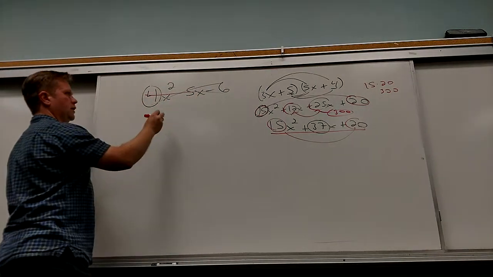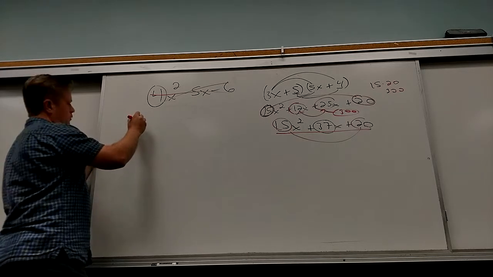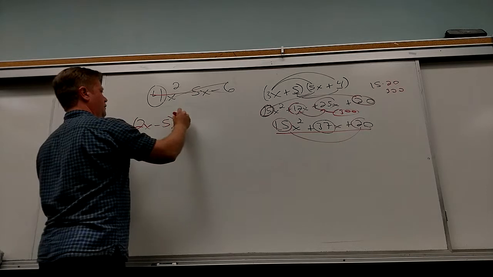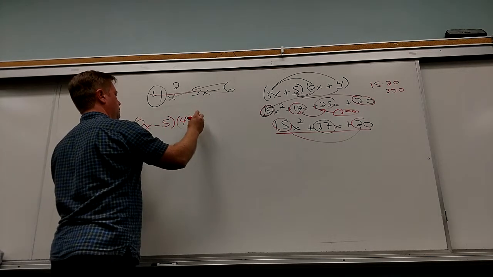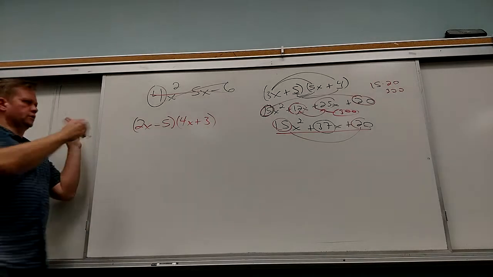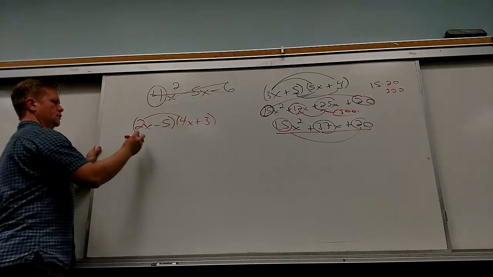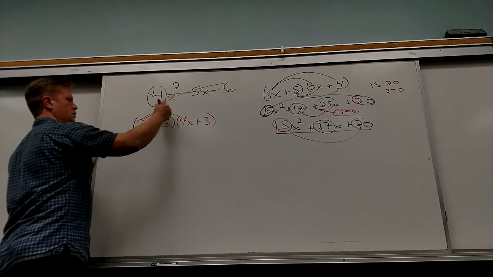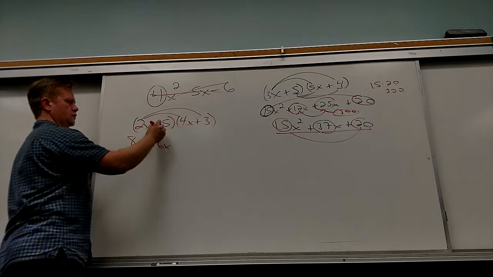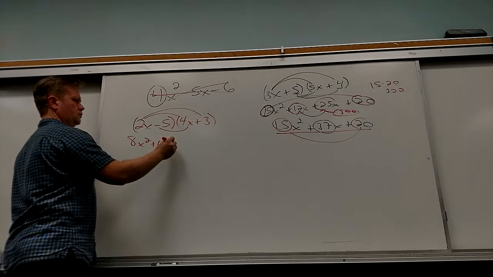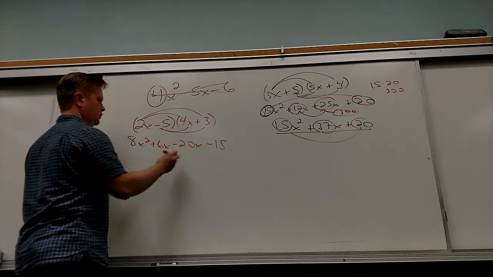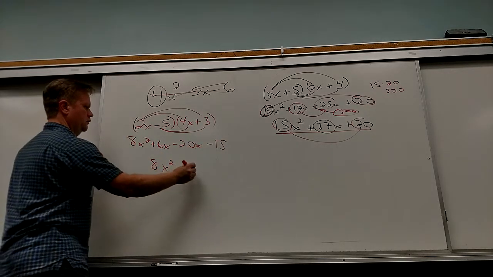So let's do, what you got, Jeff? 2x minus 5, 4x plus 3. So let's see what we get. 8x squared, plus 6x, minus 20x, minus 15. So I get 8x squared minus 14x minus 15.